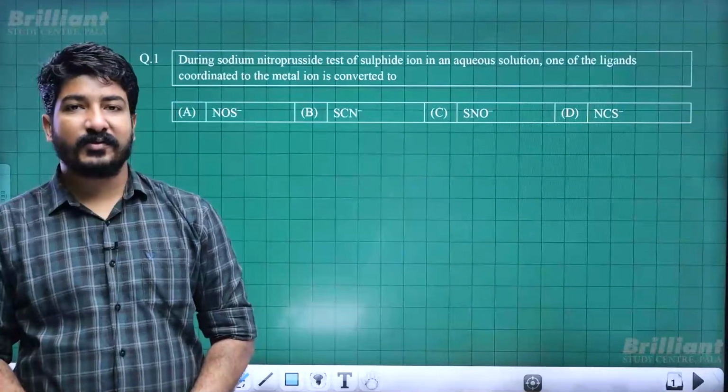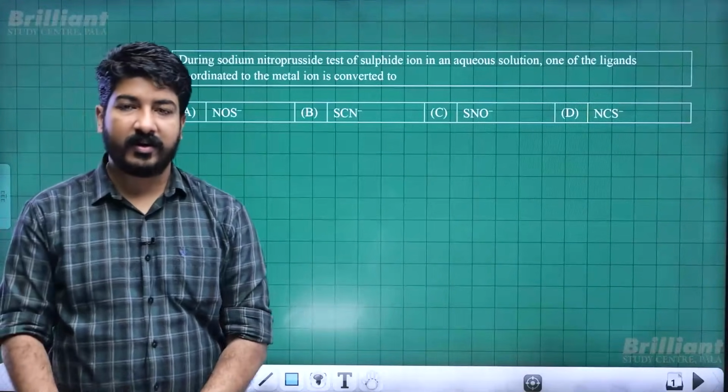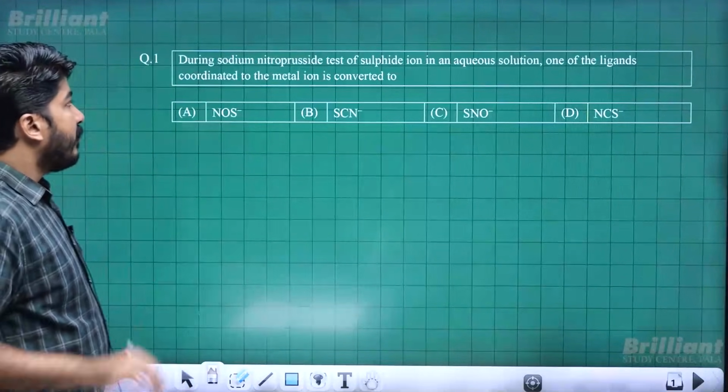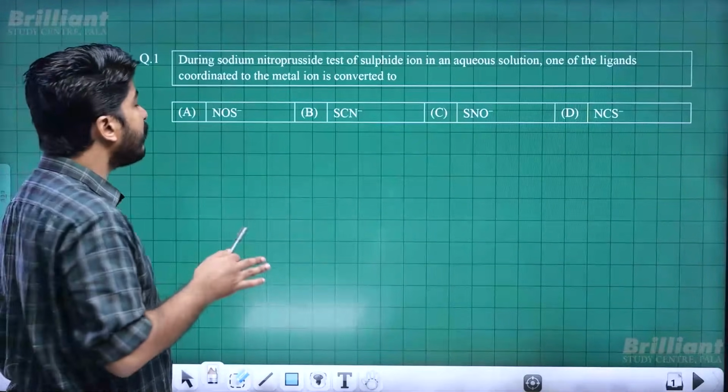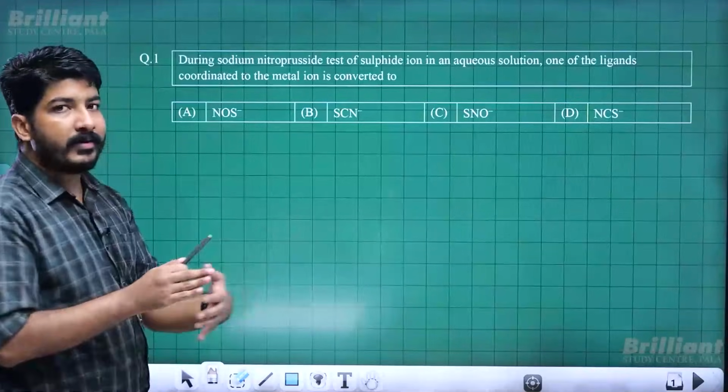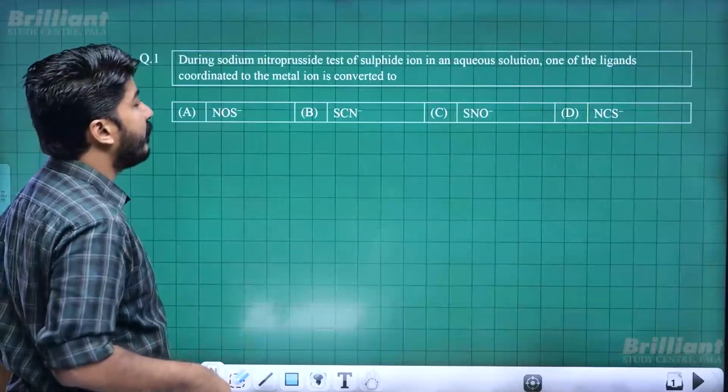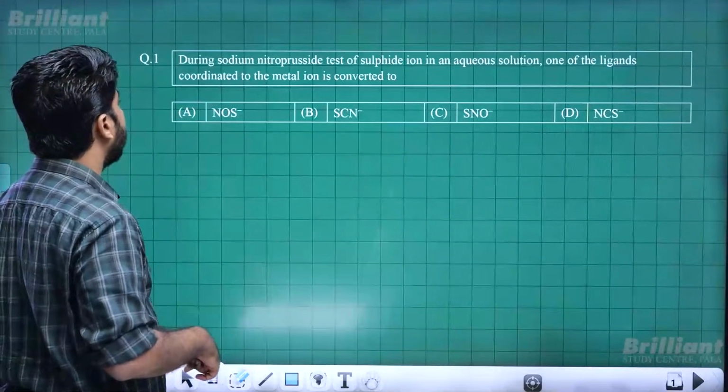Hi students, let's go to the paper 2 of JEE Advanced 2025. First question given is from either salt analysis or organic characterization of organic compounds. Okay, you know Lassaigne's test.